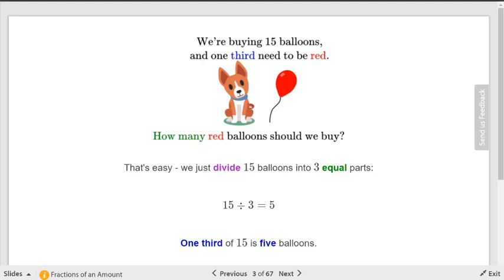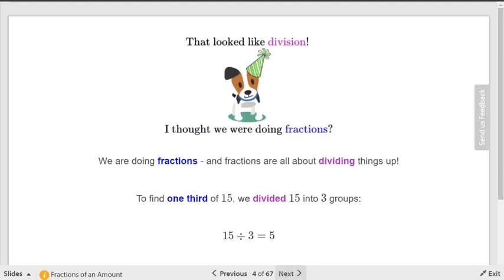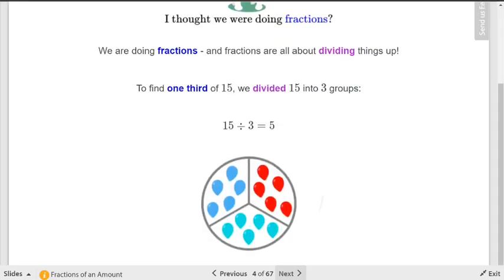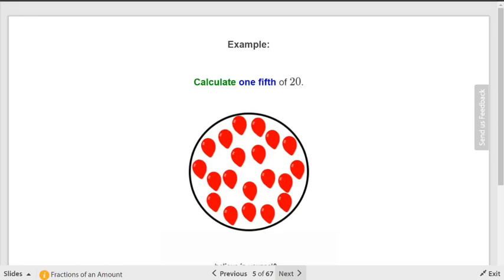Okay? All right. So 1/3 of 15 is how many balloons? 5. Because 1/3 is the same as divide by 3. It's the same way of thinking of it as dividing it into 3 equal groups, right? And you only want one of those groups. So 5 of them. There you go. So, everybody ready? I want you to calculate 1/5 of 20. Go.